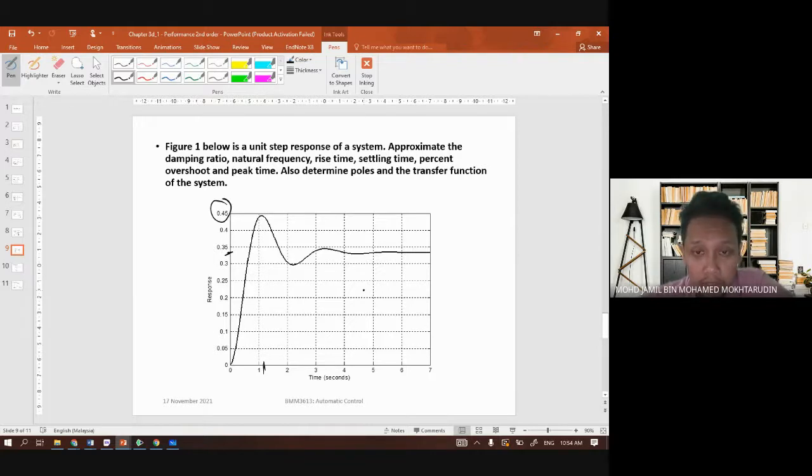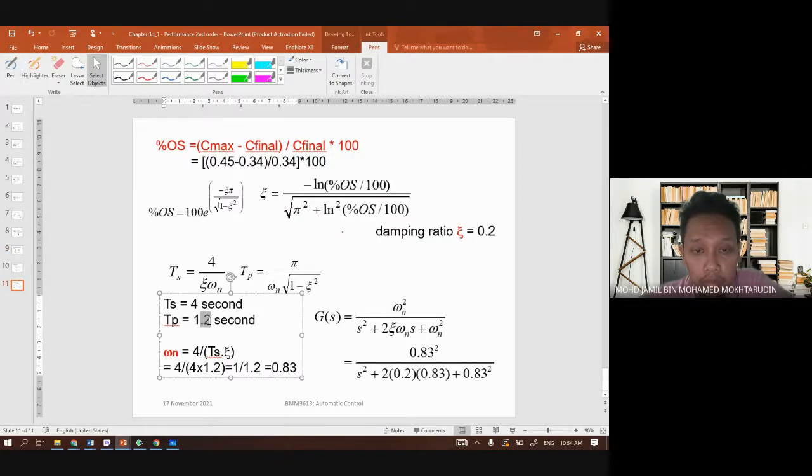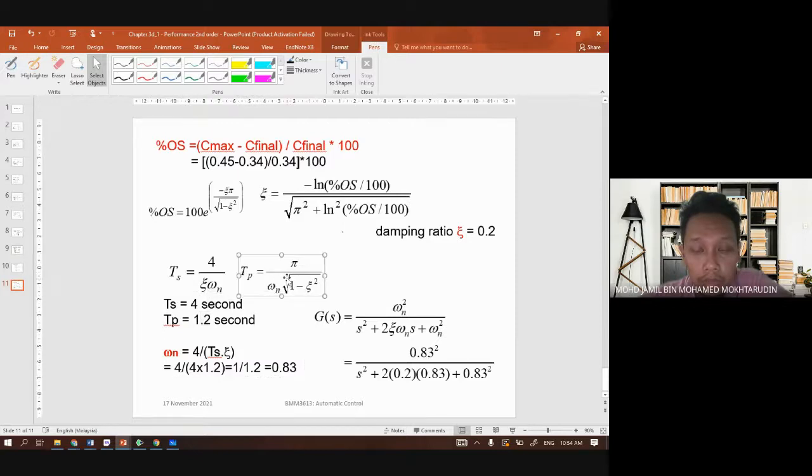So that's the easiest. If you want to use settling time, it will be slightly harder because you need to know where is 2%, okay, 2% for settling time. Okay, susah sikit. So the easiest one is finding the peak time. So when you find the peak time, it's about 1.2 seconds. So substitute back into this equation. So you can get omega n.